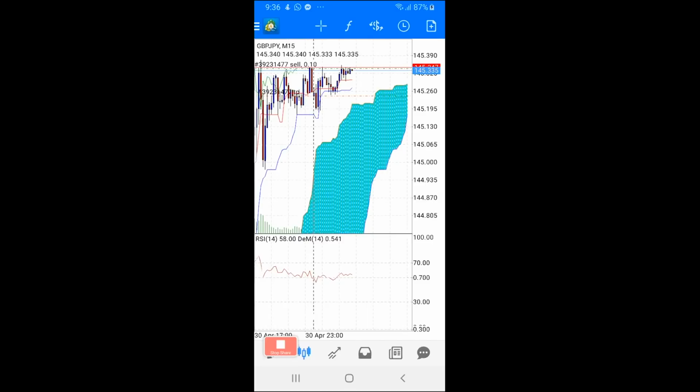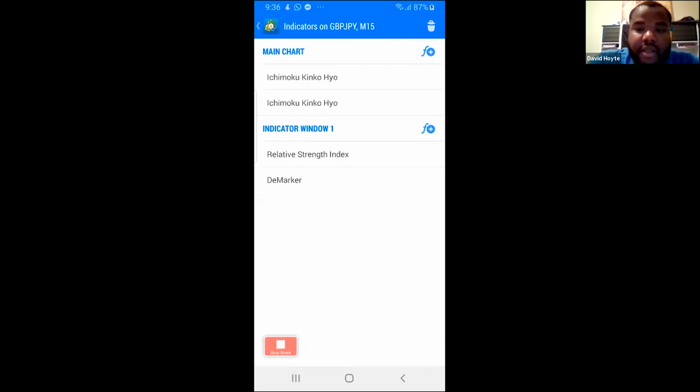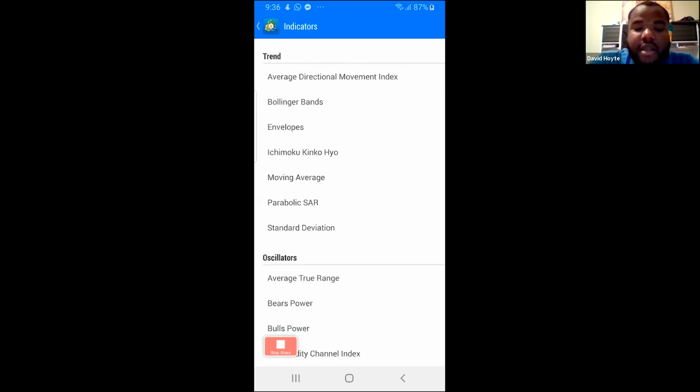Okay, another indicator that I use that we'll be going over probably tomorrow or Thursday is called the RSI, Relative Strength Index. So you go to F plus, and then you would go to indicator window 1. Same thing, go to F plus, and you would search for the Relative Strength Index. And I'll go more in depth on why I use that in the following trainings.